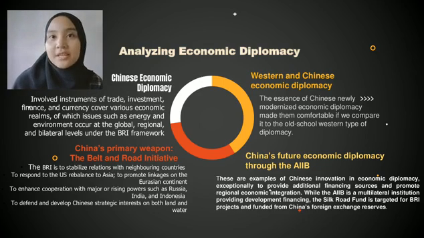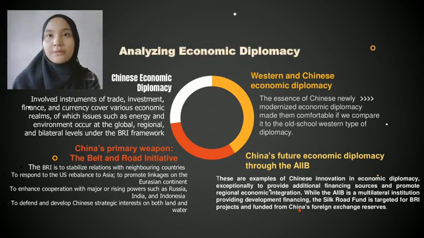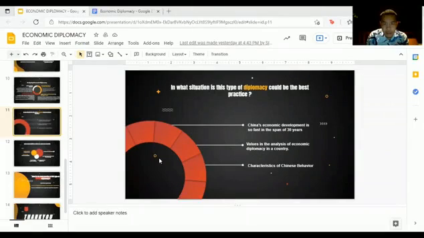While the AIIB is a multilateral institution providing development financing, the Silk Road Fund is targeted for BRI projects and funded by China's foreign exchange reserves. How the two operate in tandem, and comparing the types of projects and destinations they invest in, will be interesting to observe in the future. In what situation is this type of diplomacy called the best practice?